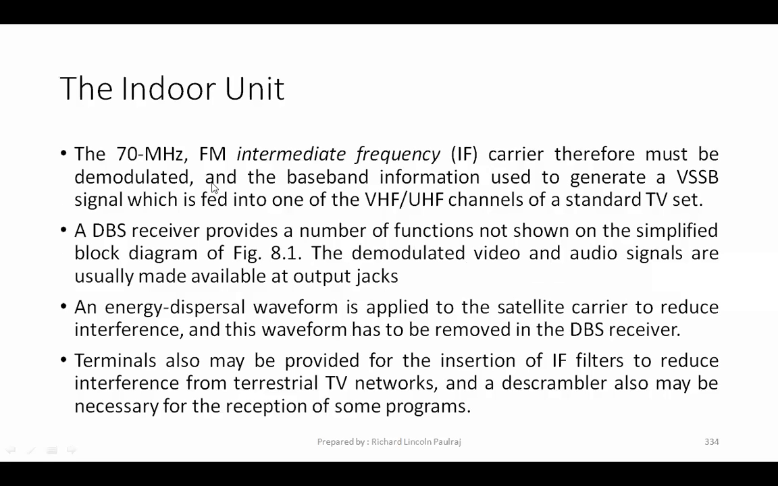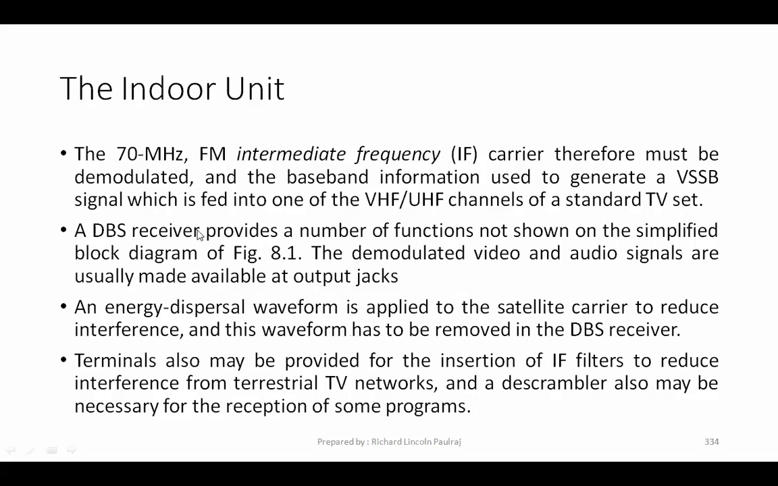right? The 70 megahertz intermediate frequency carrier therefore must be demodulated, and the baseband information used to generate a VSSB signal is fed into one of the very high frequency or ultra high frequency channels of a standard TV set. Okay. So this is the range that we use. VHF and UHF were used previously.